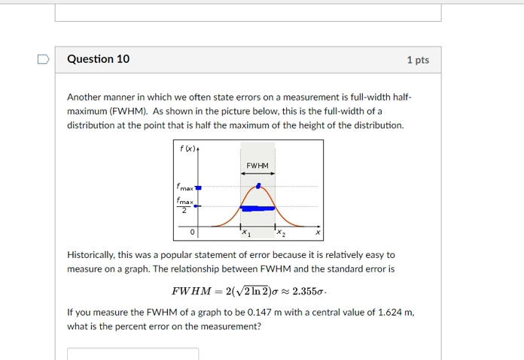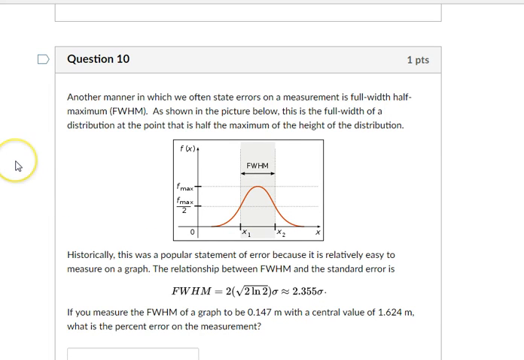In terms of the standard deviation, this is 2.355 standard deviations. The reason we look at this is that it's much easier to do than figuring out exactly where you should have 2 sigma and measuring that off. It's much easier than measuring sigma on a graph because you're dealing strictly with half of the maximum.